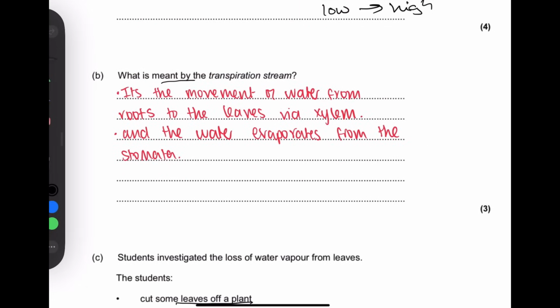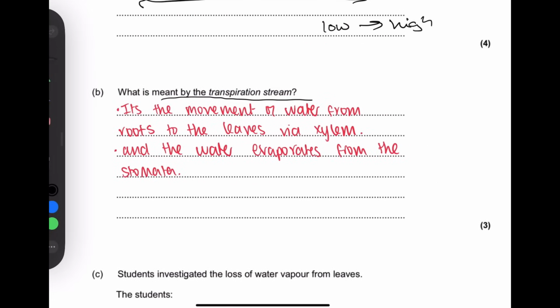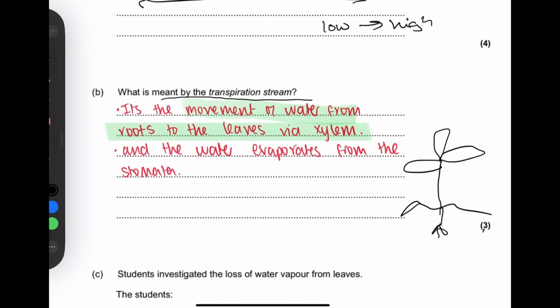B, what is meant by the transpiration stream? This is just something that you need to memorize. It's the same 3 marks all the time. It is the movement of water from roots to leaves via the xylem. So it's a movement. We get water from here, and this moves up the xylem, since xylem is what carries water, the phloem is what carries sugar, so that it can go up the plant.